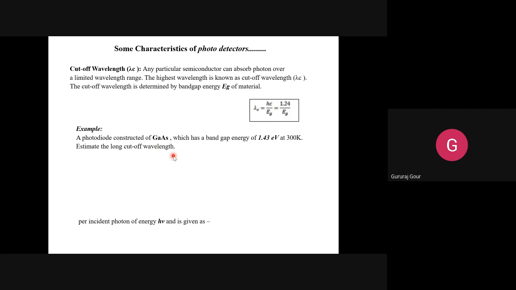So here is one example. He's giving a particular gallium arsenide photodiode having the band gap energy of 1.43 electron volt. So he's given Eg as 1.43 electron volt, and you have to substitute that here and you will get the cutoff wavelength λc.